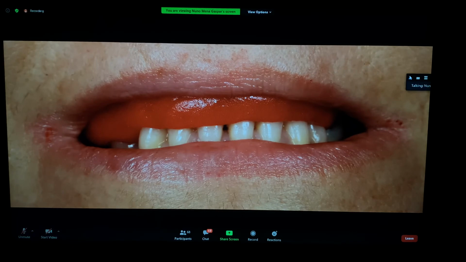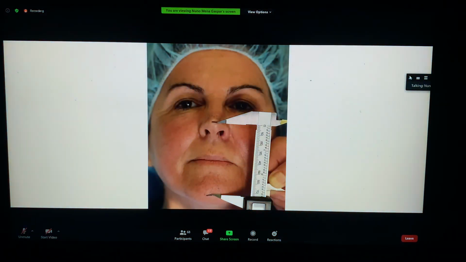Okay. After this, I place my implant. At the beginning of the surgery, many times I use this to mark my vertical dimension also.